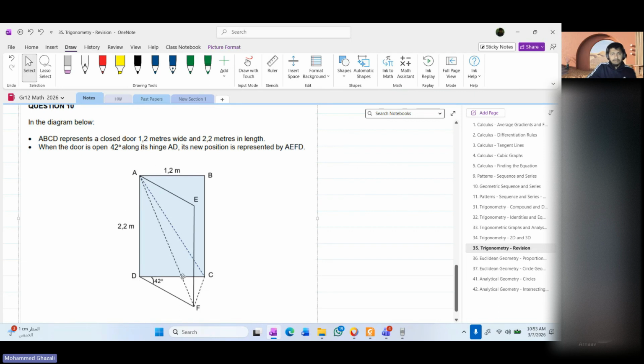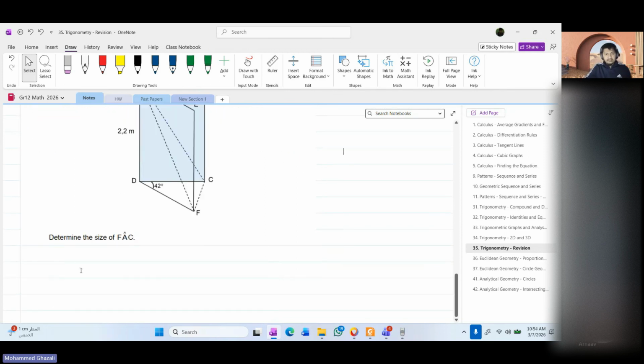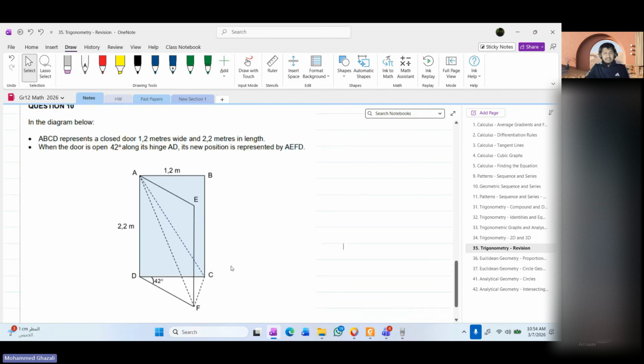So a rectangular frame, 1.2 meters wide and 2.2 meters in length. When the door is open 42 degrees along its hinge, there's a bottom piece here, right? 42 degrees there. Its new position is represented by AEFD. Determine the size of FAC. We want to find the size of the top angle, FAC. Okay?